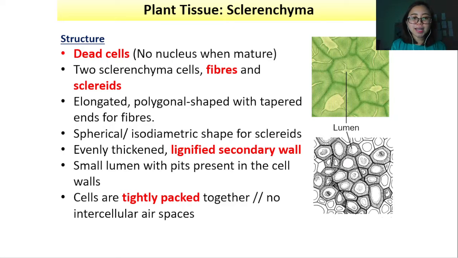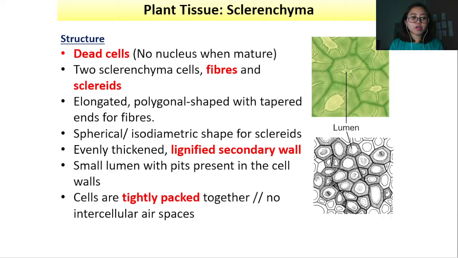And all sclerenchyma cells will have evenly thickened, lignified secondary wall. Dia akan ada cell wall kedua, dipanggil secondary cell wall. Secondary cell wall ini sama tebal di semua sisi dan dia mengandungi lignin. Lignin yang bikin cell wall jadi keras.